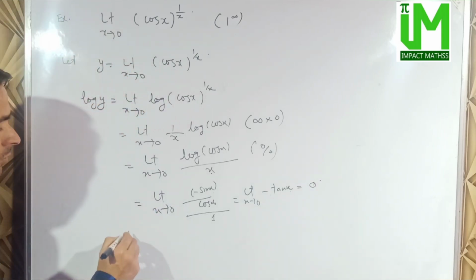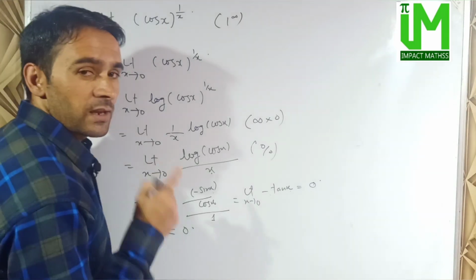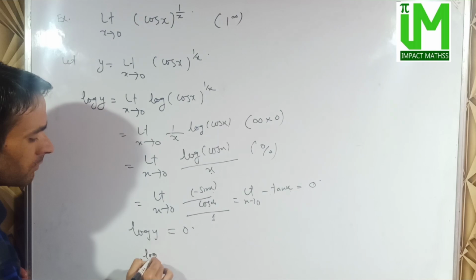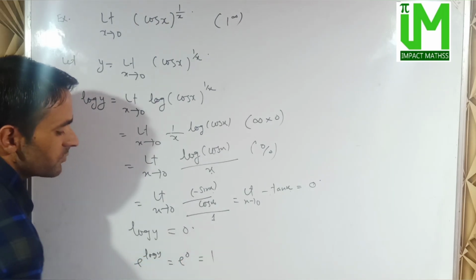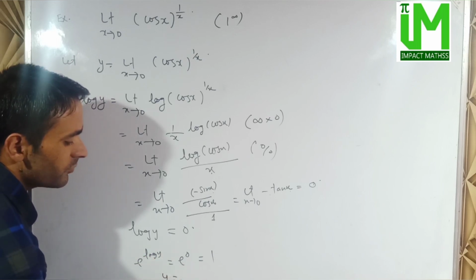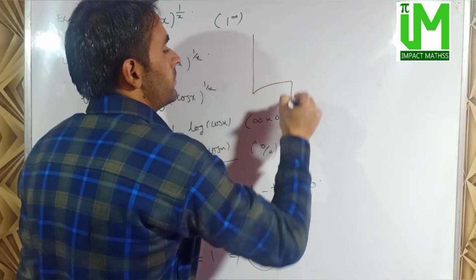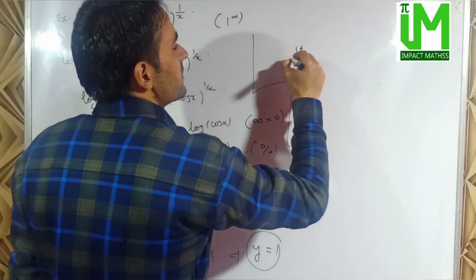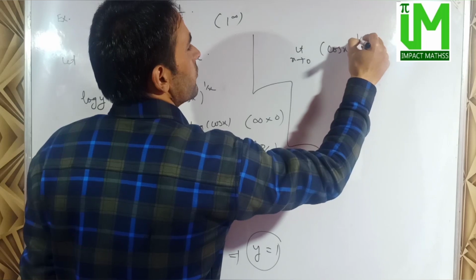So that means log of y is equal to 0, and again we can take e as the base, so it will be e raised power log of y is equal to e raised power 0, and e raised power 0 is 1, and e raised power log of y is y, so y is equal to 1. Now if we go by the second approach, then we will write limit x approaches to 0 cos of x raised to power 1 by x.